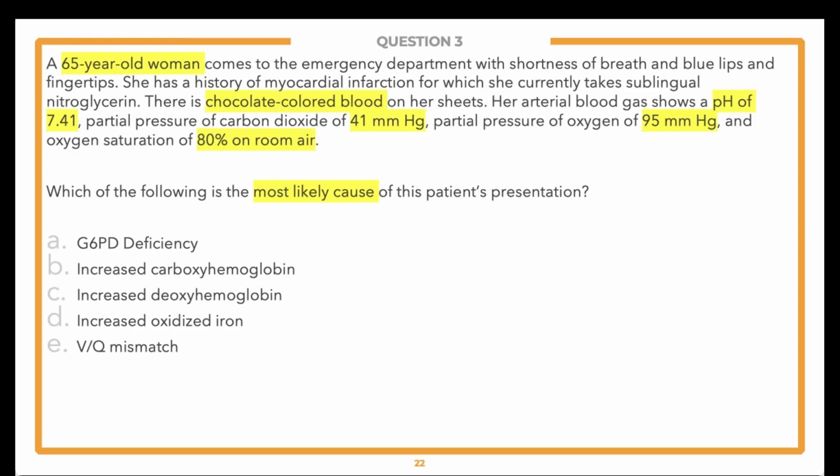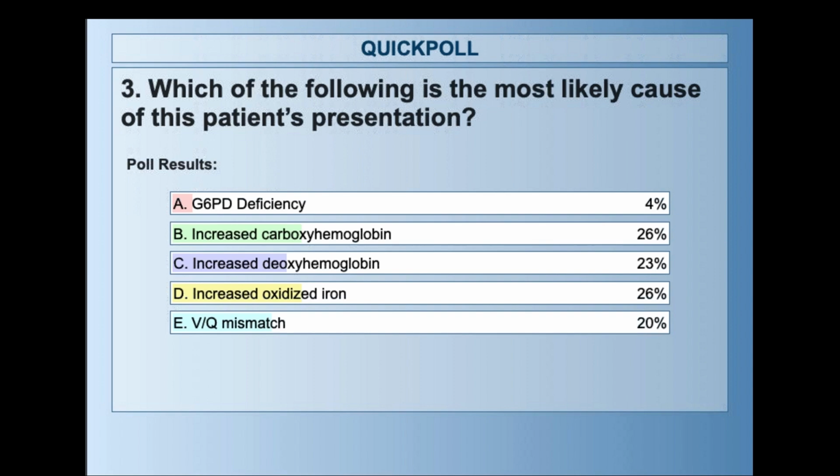Okay, so unlike the first 2 questions tonight, we don't have strong consensus behind our answers here. It looks like most of you ruled out the G6PD deficiency, but we almost have practically a 4-way tie, or maybe it's closer to a 3-way tie, between increased carboxyhemoglobin and increased oxidized iron. Those are tied for first, with increased deoxyhemoglobin right behind it, and VQ mismatch not that far behind either. So this question is a little trickier.